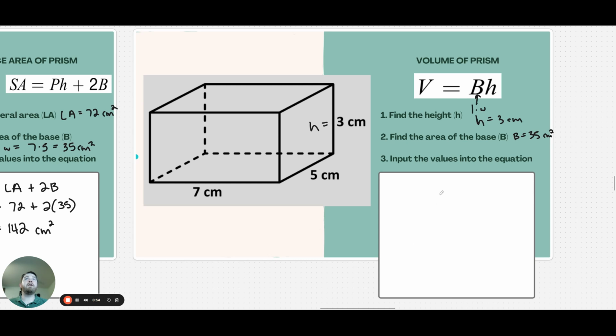And then now we just need to input the values into our equation. So volume is equal to base times height. The area of the base is 35. Our height is just going to be 3. And when I plug that into my calculator, 35 times 3, I just get 105. And then that's going to be cubic centimeters. And so that is going to be the volume of my rectangular prism.